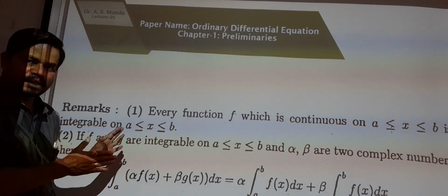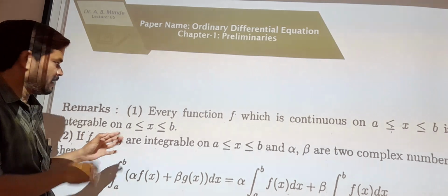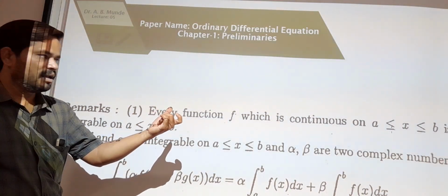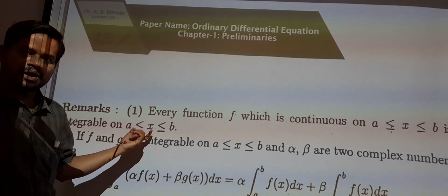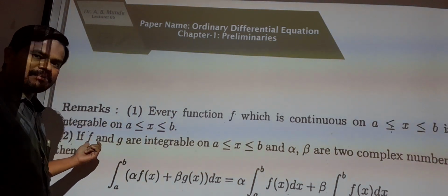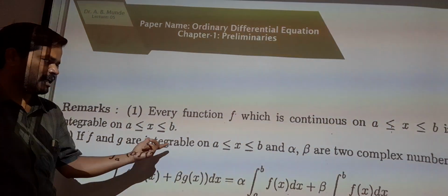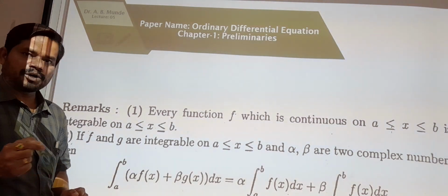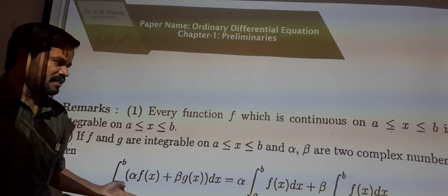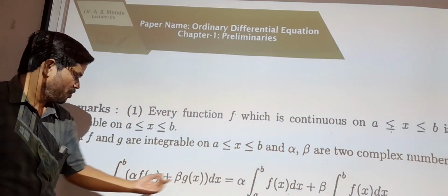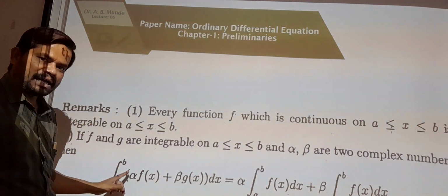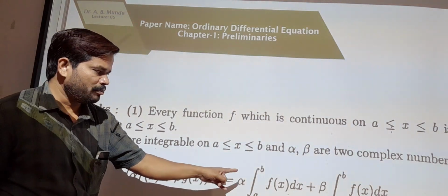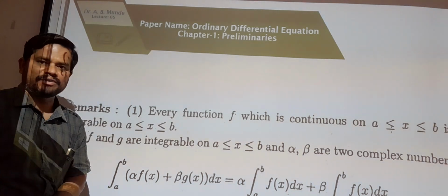Now look at the remarks on the definition of integrability. Every function f which is continuous on a closed interval ab is integrable on that closed interval. The second remark is: if f and g are integrable on a closed interval ab and alpha and beta are two complex numbers, then this equation holds. What is this equation? The integral from a to b of alpha f of x plus beta g of x dx is equal to alpha times the integral from a to b of f of x dx plus beta times the integral from a to b of g of x dx.